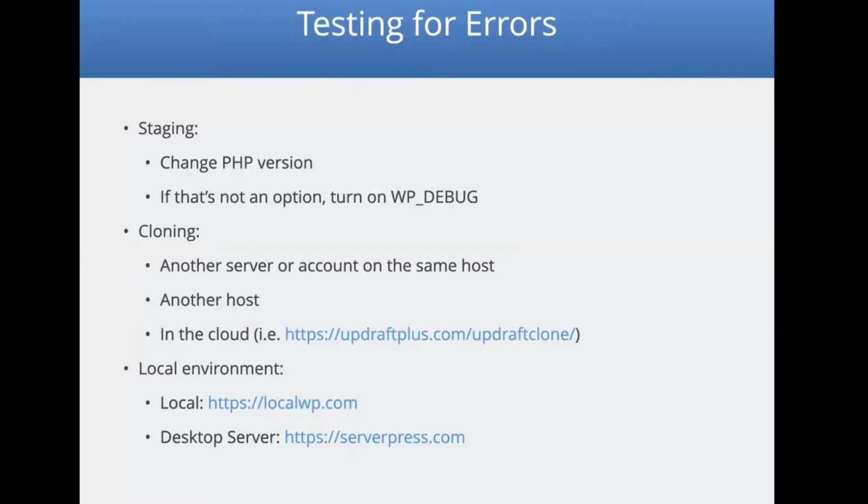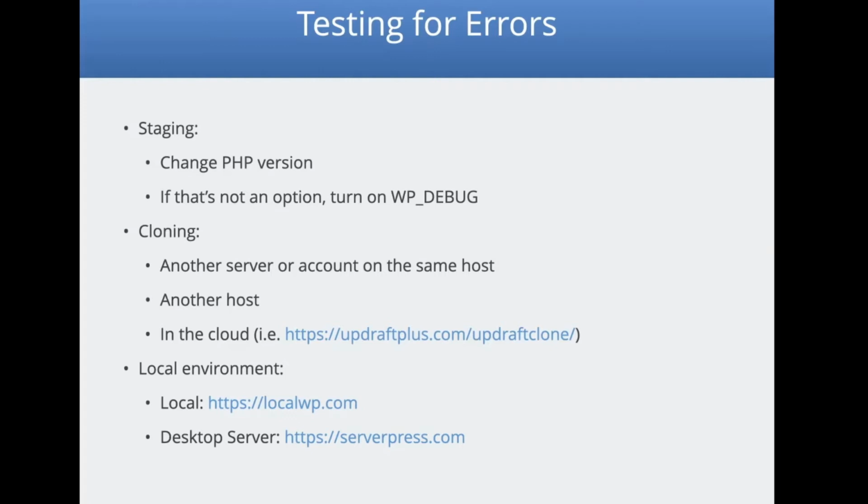So these are my three top ways to test. And this is also going to depend on your host. Staging is usually the easiest. It depends on your host if you're able to make a staging environment, and it depends if you can change the PHP version on that staging environment. So in WP Engine and in Kinsta, I've been able to change the PHP version. In Flywheel, I can't, and I can't change it on the live version either.